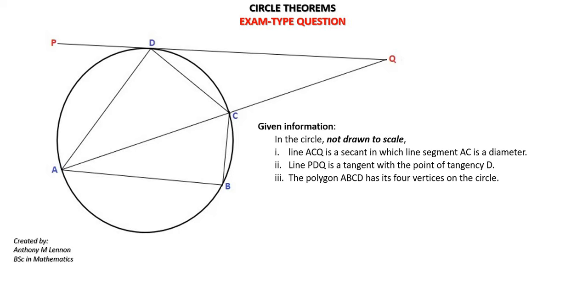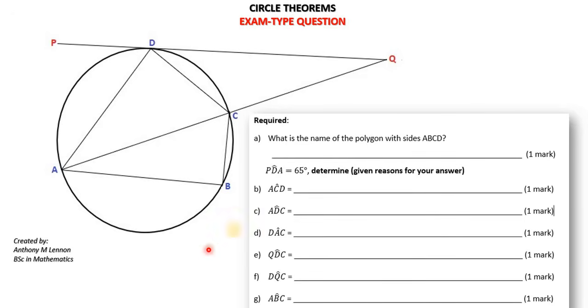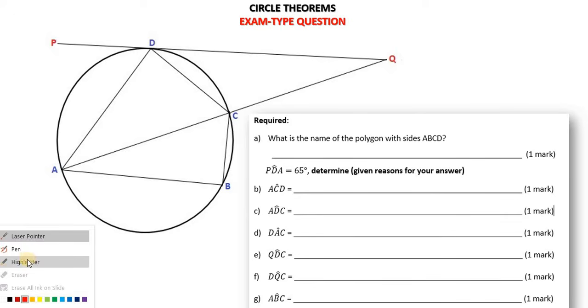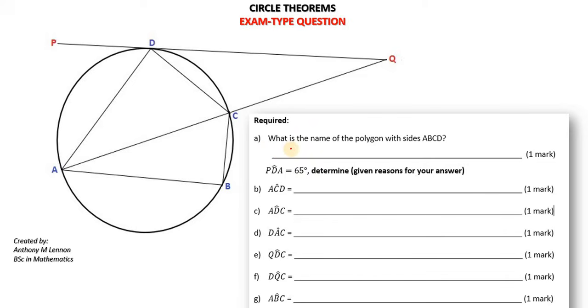Now let's see what we were required to do. So these are the requirements. Part A. What is the name of the polygon with sides A, B, C, D? Now, as mentioned earlier, the polygon here is a four-sided shape or figure. So it's a quadrilateral. But because the four vertices of this quadrilateral are found on the circumference, we call it, that's correct, a cyclic quadrilateral. So for 1 mark, let's enter that information. So if you got that, you're correct.